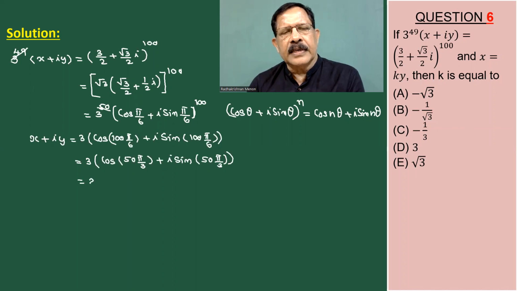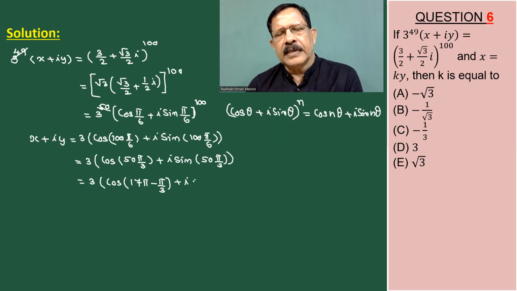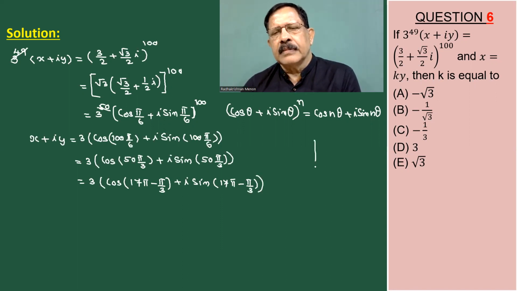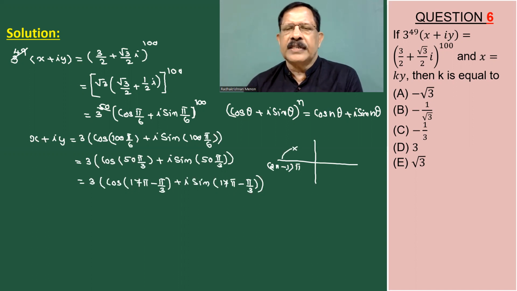This again, I can write 3 into cos 50 pi by 3 as 17 pi minus pi by 3, is it not? 51 minus 1 is 50, plus I sin 17 pi minus pi by 3. 17 pi, odd pi. Here it is coming: 2n minus 1 pi, or 2n plus 1 pi, minus pi by 3, which quadrant?